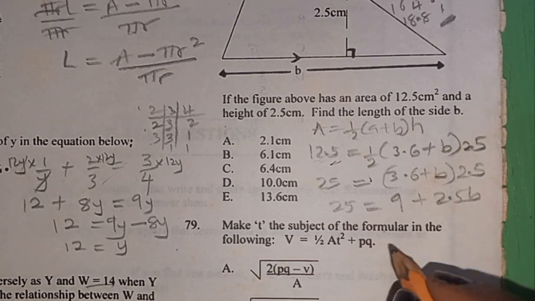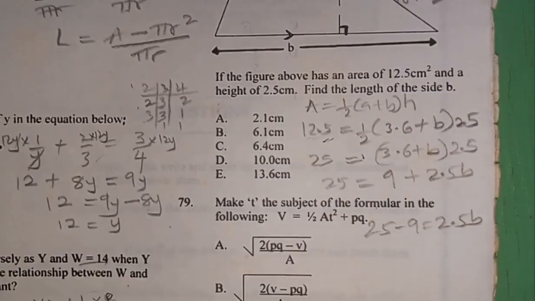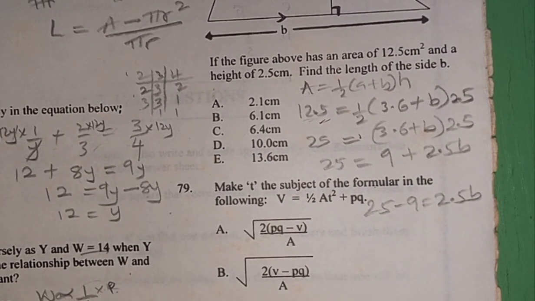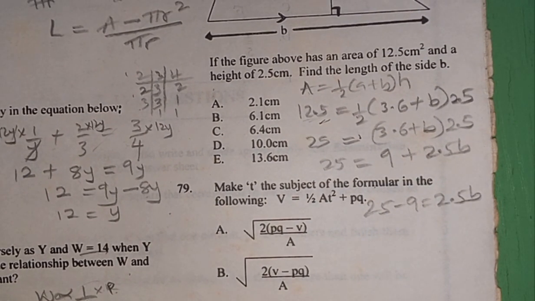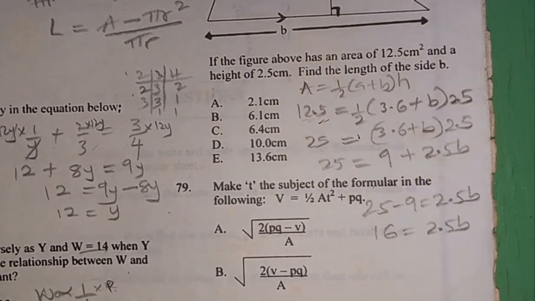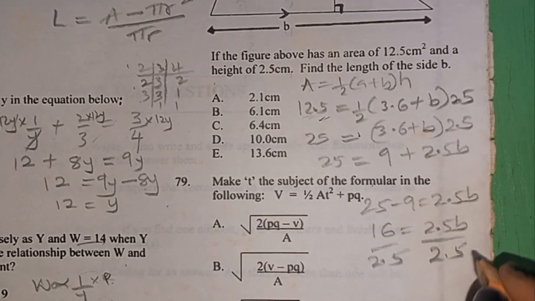So then let's take 9 here. That's 25 minus 9 equals 2.5b. So 25 minus 9 will give us what? That's 16. So 16 equals 2.5b. Then I will get rid of the coefficient by dividing both sides by 2.5.